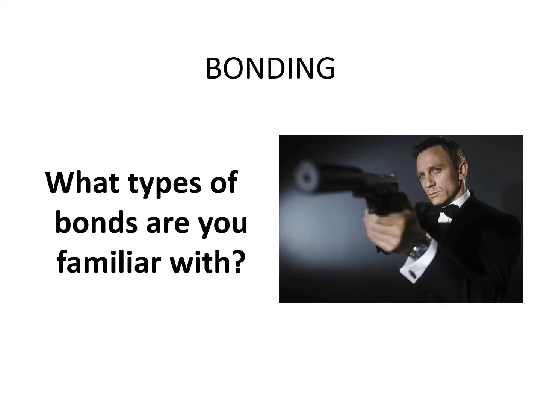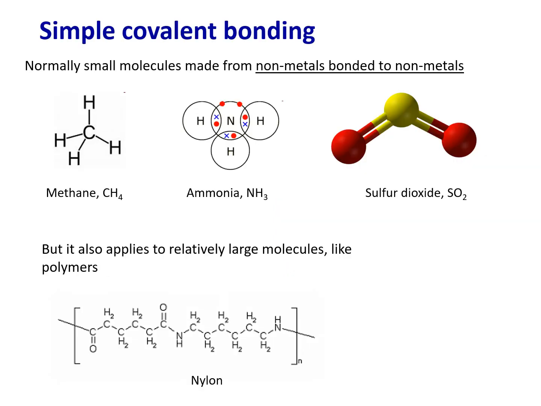So first off, we're just going to have a quick review of the different types of bonding we've looked at so far. We've got covalent bonding, so this could be covalent molecular or covalent network. It's the electrostatic force of attraction between a shared pair of electrons and the positive nuclei. We've got some examples on this slide.